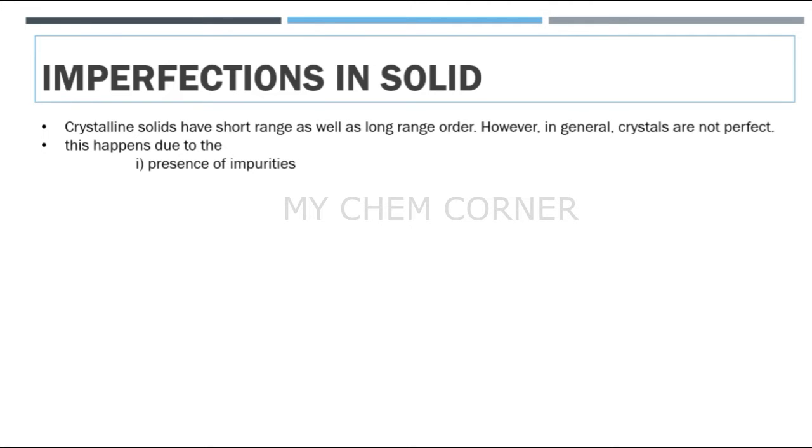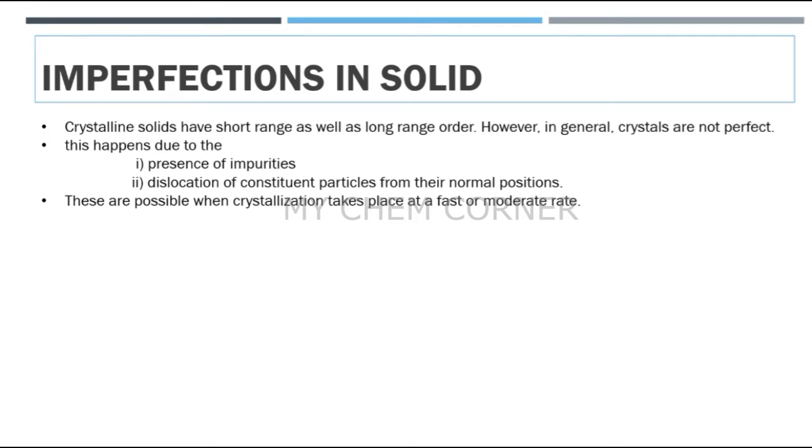But why does this happen? There are two reasons. These will happen either due to the presence of impurities or in case there is a dislocation of any constituent particle from its position. These are the main two reasons why there are imperfections in solids, or why crystals don't have a perfect geometry, or even if they have a perfect geometry, it could be disturbed due to this. Now, when does this happen? When are these impurities there, or when does this dislocation of constituent particles take place?